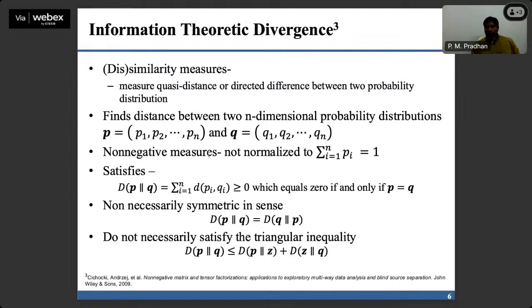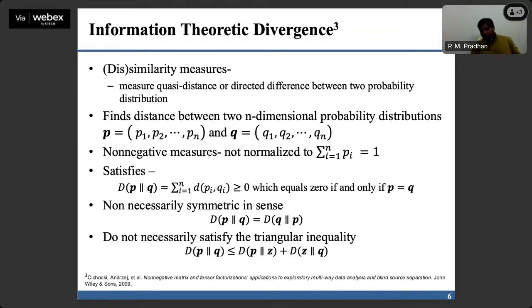And it's not necessary that the distance that you have calculated between the two distributions P and Q, when you calculate the distance from P to Q, and when you calculate the distance from Q to P, they are symmetric in the sense that D of P bar Q is equal to D of Q bar P. So it's not necessarily symmetric in this sense. Okay, it could be asymmetric, it could be symmetric, but it's not mandatorily symmetric. It doesn't necessarily satisfy the triangular inequality.